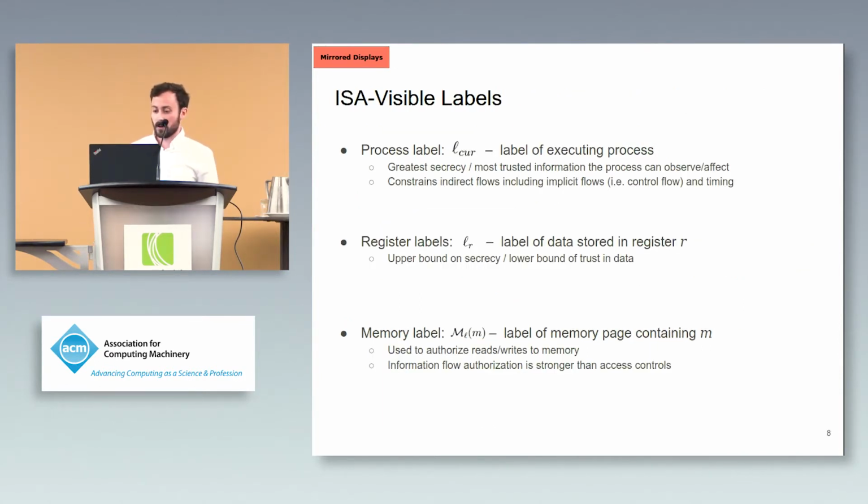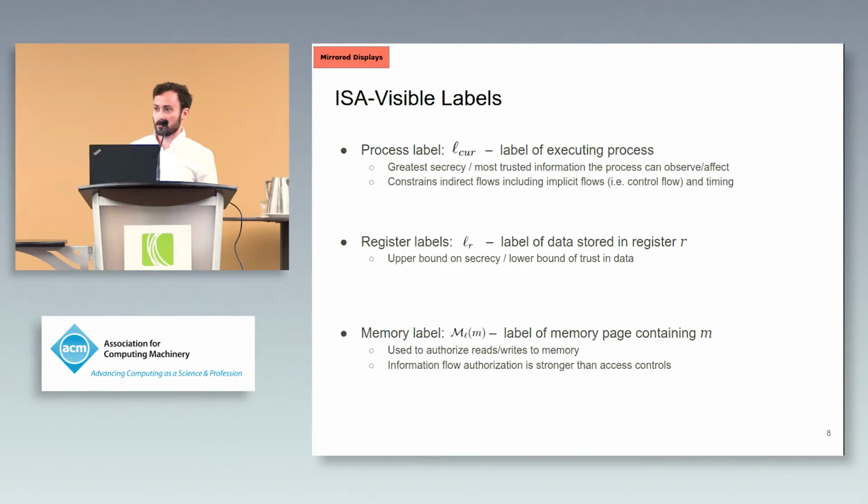So next I'll talk about how these labels appear at the ISA level. The process label represents the greatest secrecy that the currently executing process can observe and the most trusted information that the process can influence. The process label is also used to constrain indirect flows, such as implicit flows that may leak information through control flow, as well as timing channels.